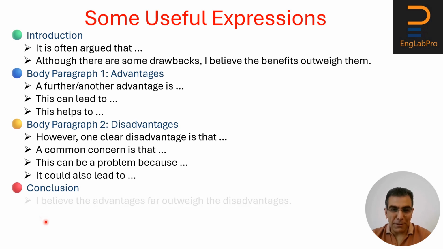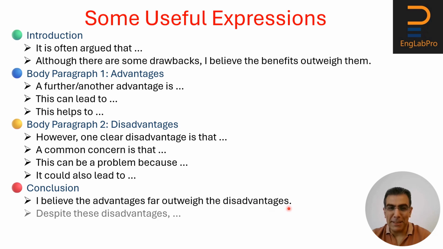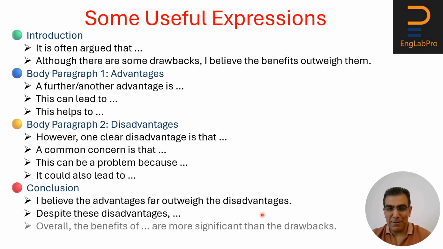And for the conclusion, you can use this. You can say, I believe the advantages far outweigh the disadvantages, or despite these disadvantages, and then the rest of the sentence. Or you can say, overall, the benefits of the issue are more significant than the drawbacks. These are some of the expressions that you can use in your writing.